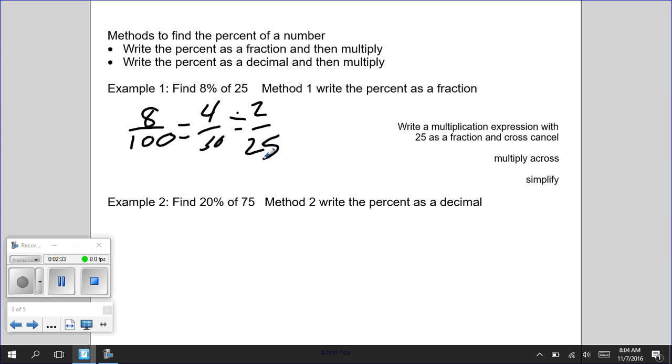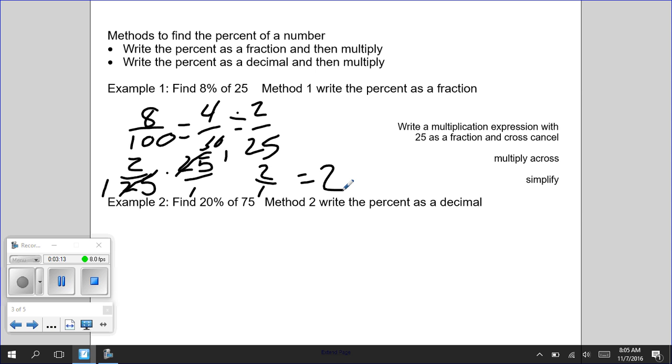Now we're going to take 2 over 25, and we are going to multiply that by 25 as a fraction, which is 25 over 1. Next thing you're going to do is cross cancel. Well, I see 25 and 25. 25 divided by 25 is 1, so they both turn into a 1. From here I multiply across. 2 times 1 is 2. 1 times 1 is 1. 2 over 1 is 2. So there's the first method.